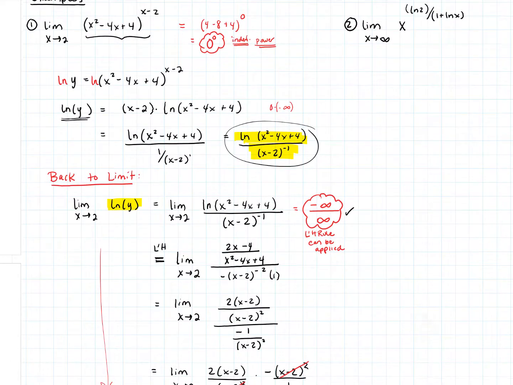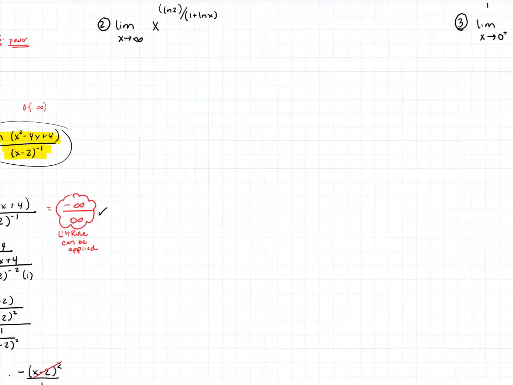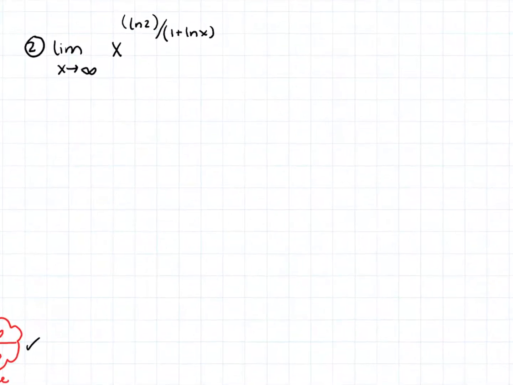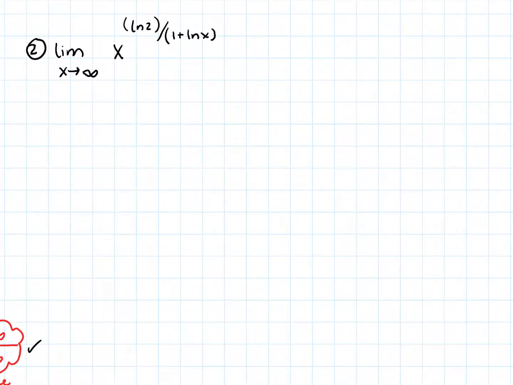Okay, let's go ahead and do at least one more. Let's do one more of these limits, I think, on this video. And we can see that process one more time. Okay, so once again, we're taking a limit. We've got a function raised to a function. So we've got x to the natural log of 2 divided by 1 plus the natural log of x, as x is growing without bound, goes to infinity. So what is that going to approach? Well, obviously x approaches infinity.